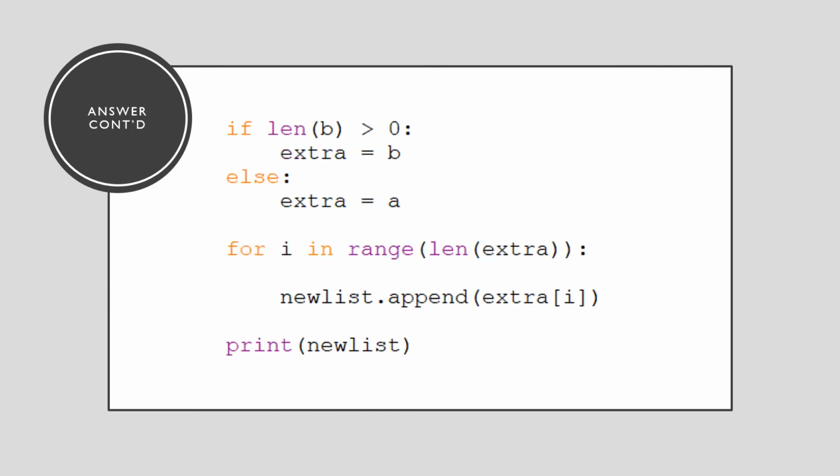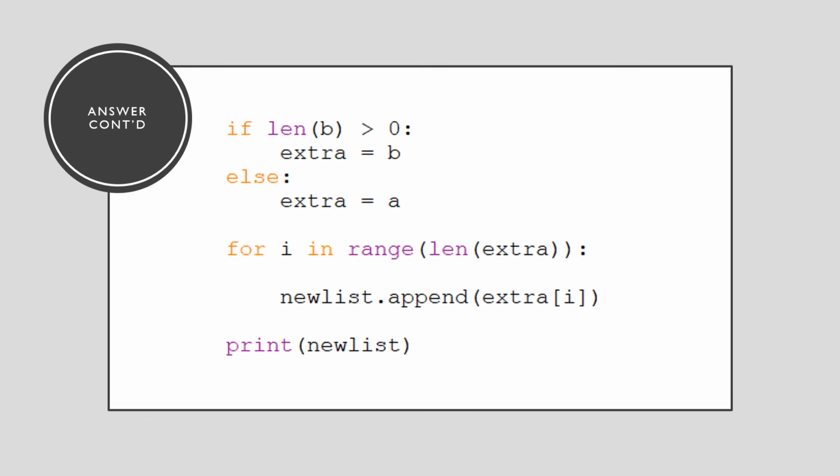We don't know which out of list A or list B still has items in it. So this is the final commands that you'll need. If B has still got items in it, then all the extra items are in B, otherwise all the extra items are in A. So I've made a copy of whichever list has got items left in it, and I've called it extra, and then I'm using a for loop to traverse this extra list and append all the items in the extra list to my merged list. And my final command, I'm just printing out the merged list.